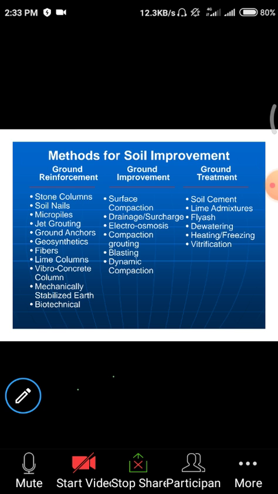And the next one is lime admixture. Previously, in ground reinforcement, we had lime columns. Likewise, we have lime admixtures. That means lime is fed with some amount of admixtures, and those are applied on the particular soil strata.